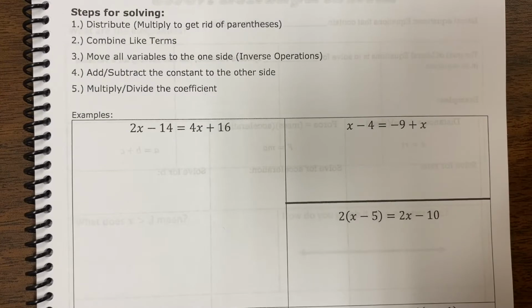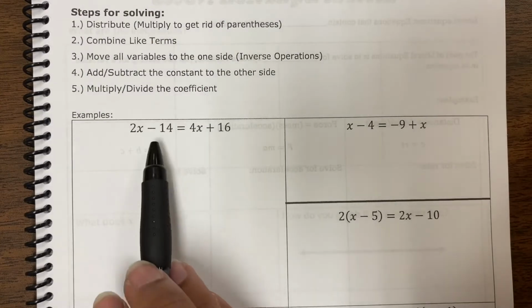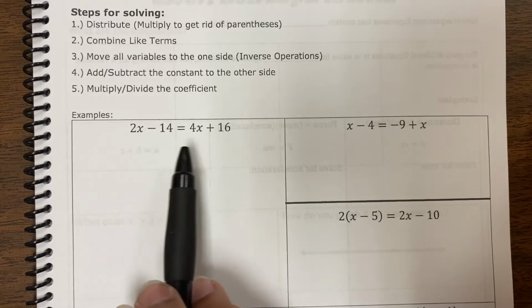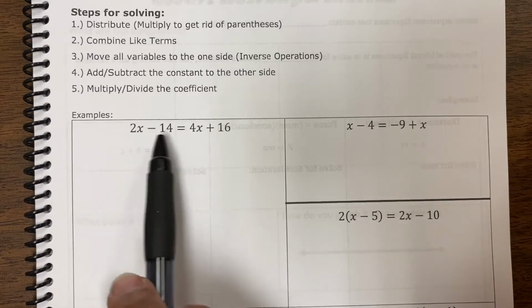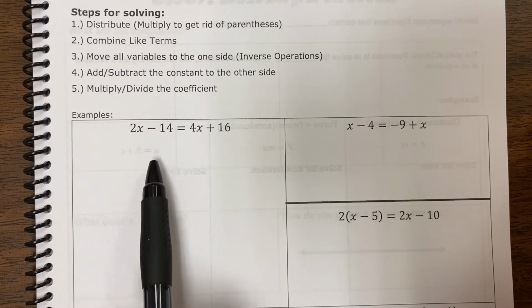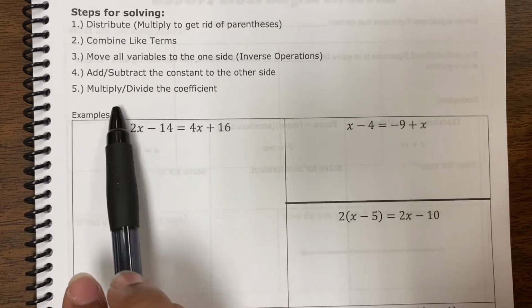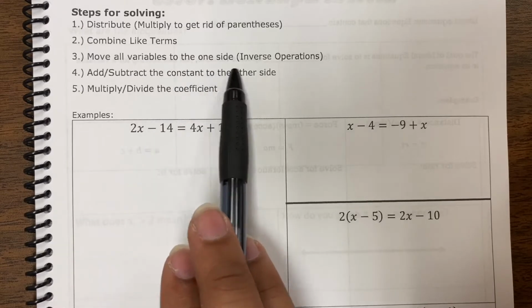So let's put this to practice. Step one is going to be to distribute. Right here in this problem, I don't see any parentheses, so I'm not going to do that step. Just like I'm not going to combine like terms because I didn't distribute at all. So now I'm going to move all variables to one side.